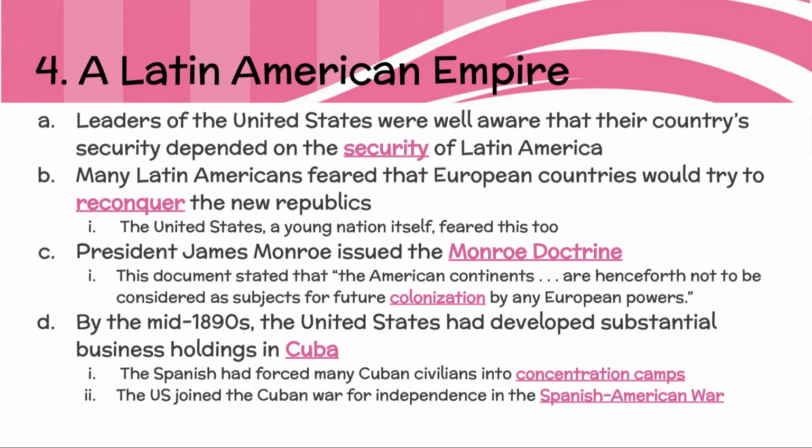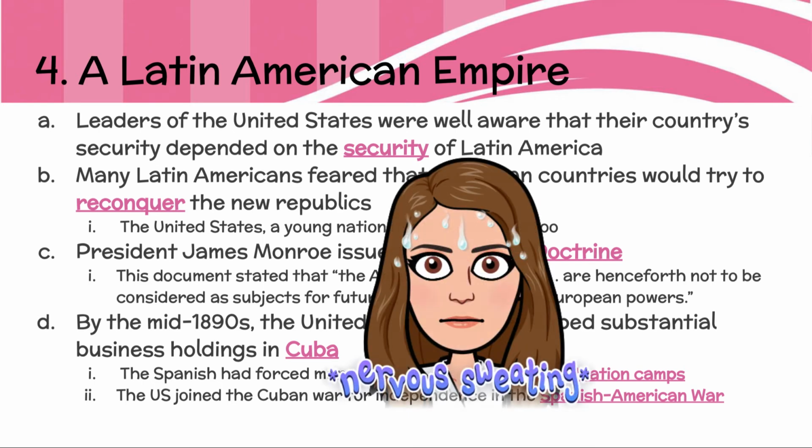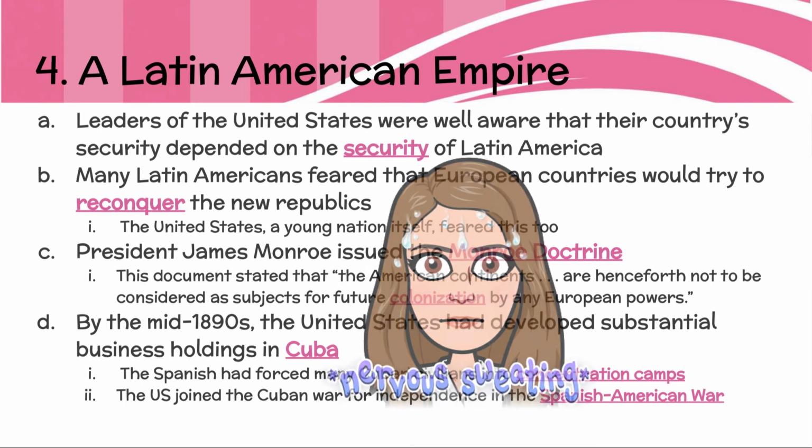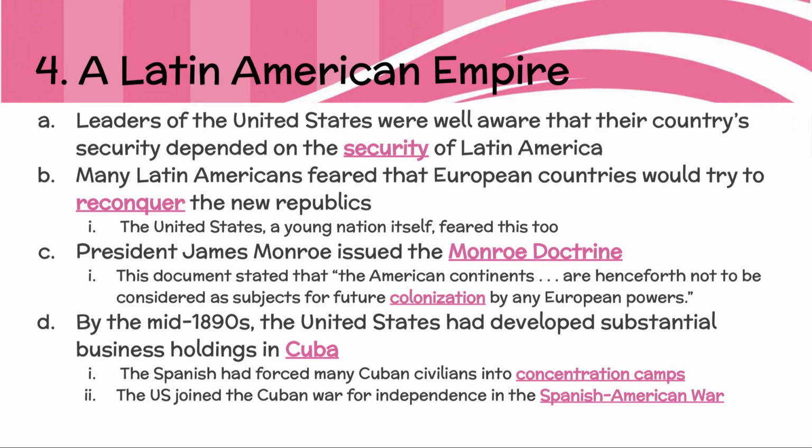The United States of America was not a world superpower at this point in history, and the US knew that their security depended on the security of Latin America. There was fear that Spain, Portugal, or even new European powers would try to colonize or recolonize Latin American lands. And any threat to Latin American independence would also be a threat to the United States' independence.